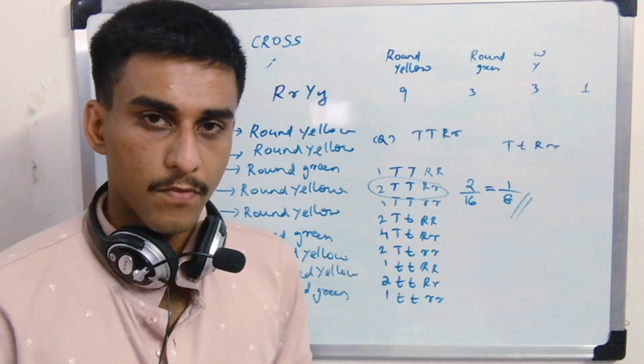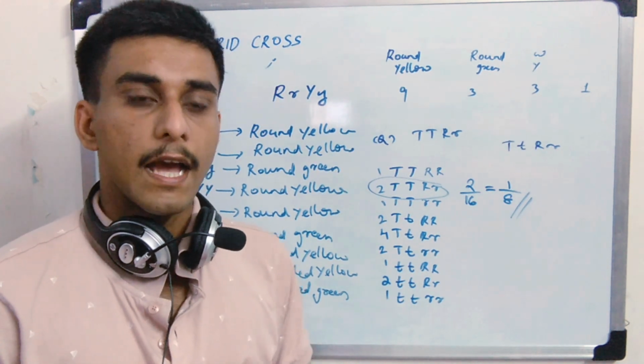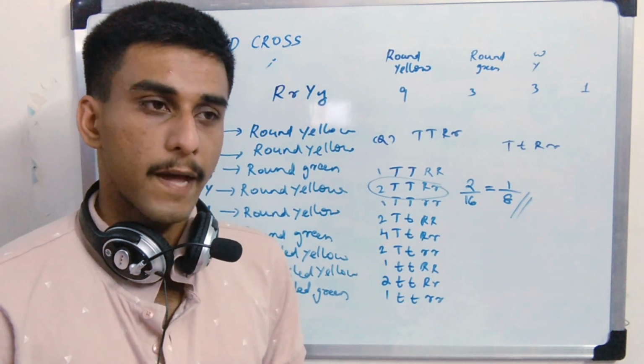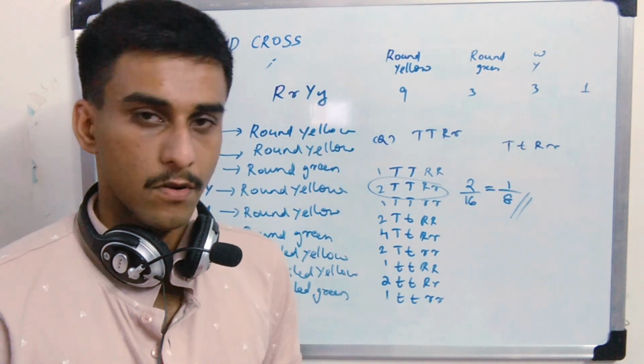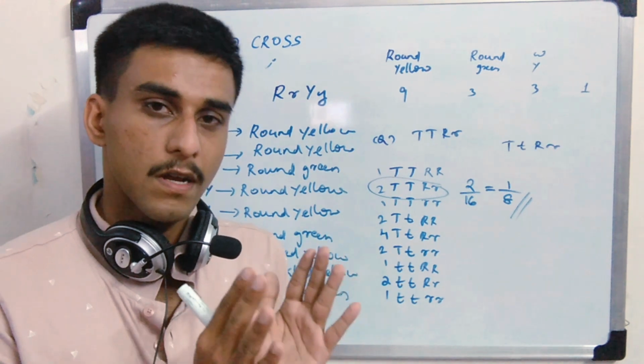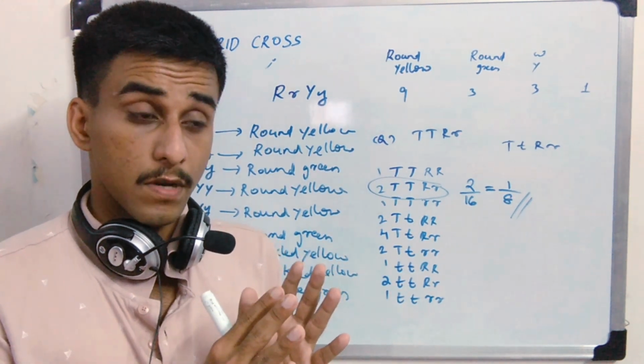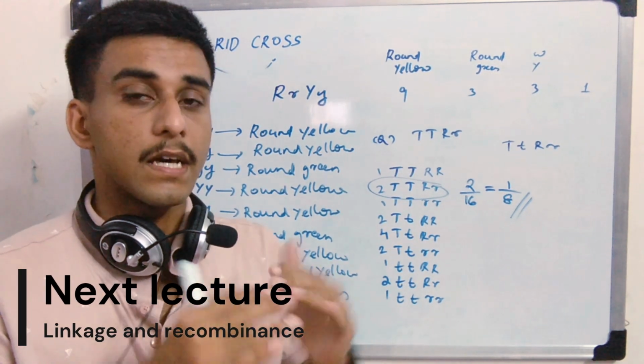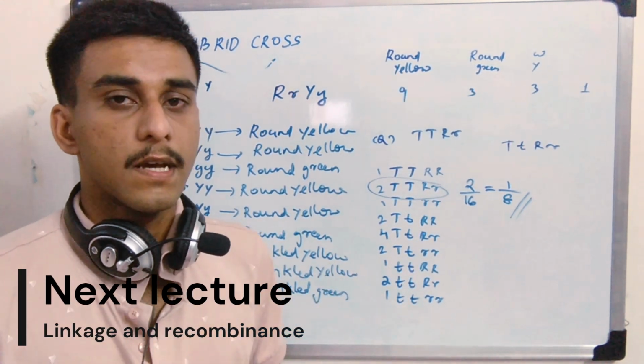This is the end of lecture 3, and in the next lecture we will deal with polygenic inheritance, sex determination, mutation, pleiotropy, etc., which are very small portions, and there is also another portion, linkage and recombinants, which is also important.